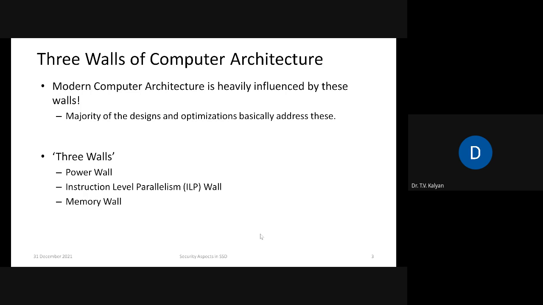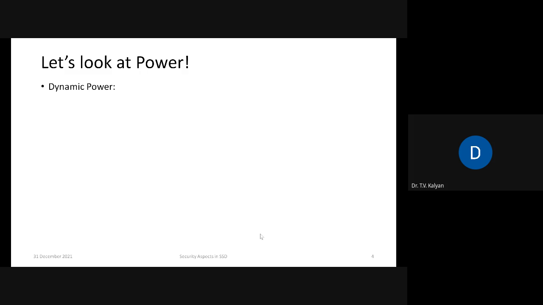A few speakers have touched upon these walls already, but I thought it would be good to stress them a little more, and drive to the point where the security is coming into picture. So let's start with power. The power typically has two major components: dynamic power and static power. Dynamic power is given by the capacitive load that is switching, the voltage that is supplied to the circuit, and the frequency of operation. So in short, we can say C V square F, right?